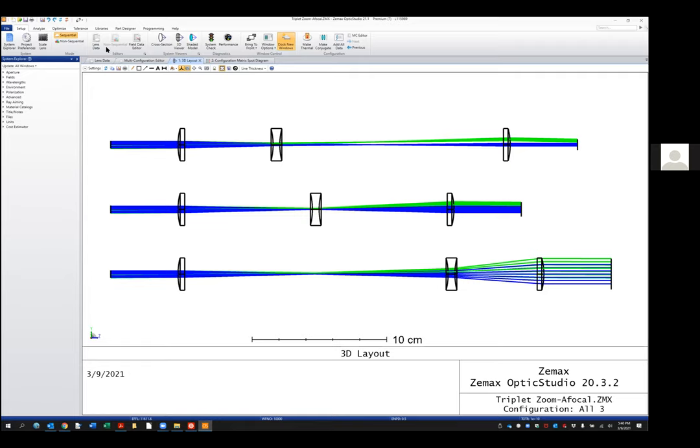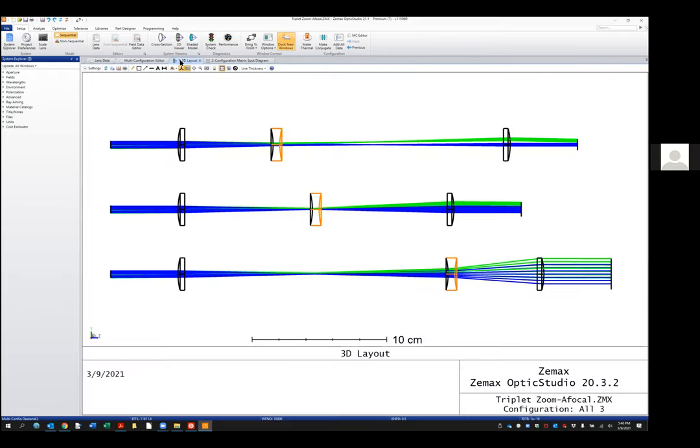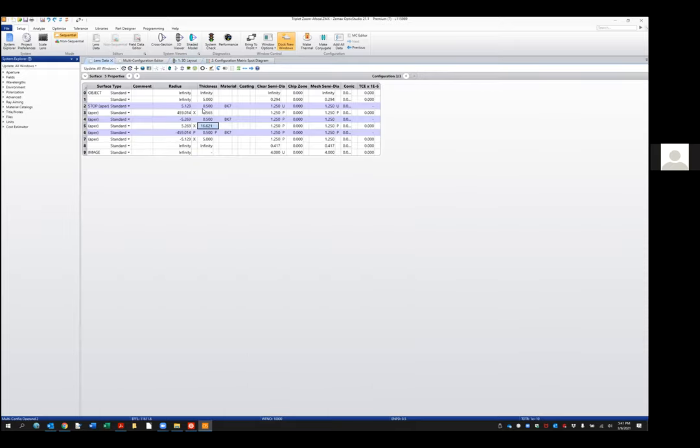Does anybody need more time? Okay, so let's go look at the lens data. We have three lenses here, and I set them up, first of all, to be symmetric, or at least in one case to be symmetric. We'll get to how I displayed three cases at once in a moment. But I set them up to be symmetric in one case.